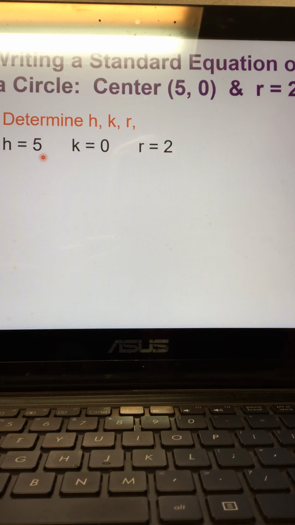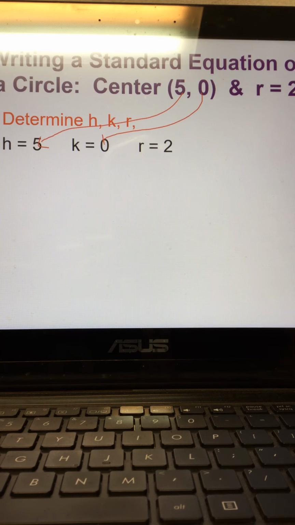These are our numbers. H is our 5, 0 will be our k, and of course our radius is 2. So the first thing I'm telling you is to determine what your h, your k, and your r are. H is 5, k is 0, and your radius is 2. The first number is your h, that's alphabetical. Second number, k, alphabetical order for all of them. And radius is 2, h, k, 2. As you're seeing it here, they're plugging in in alphabetical order. That's how I think about it.